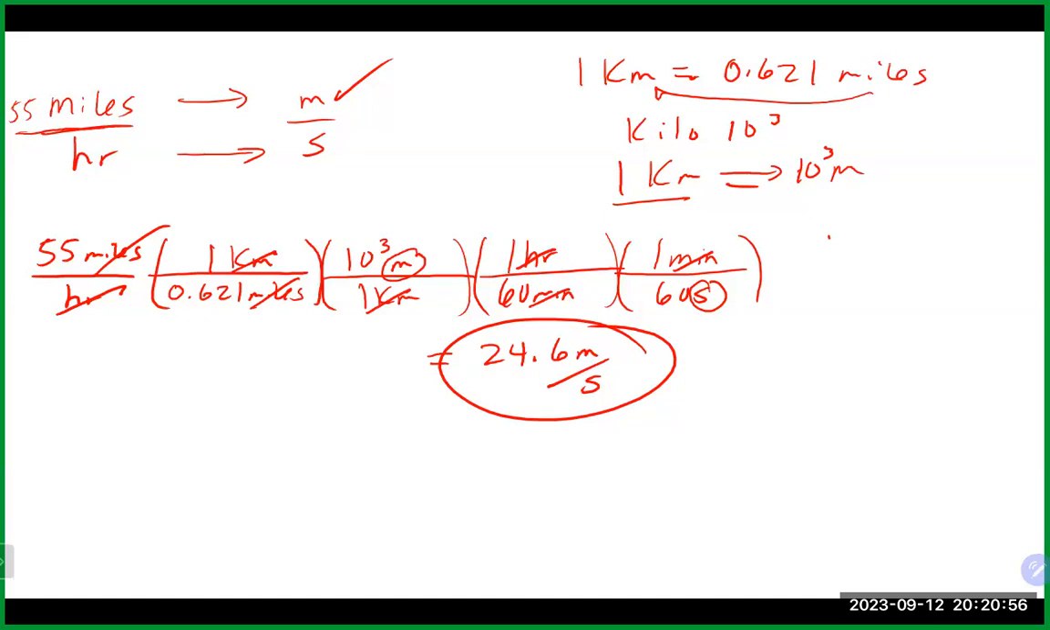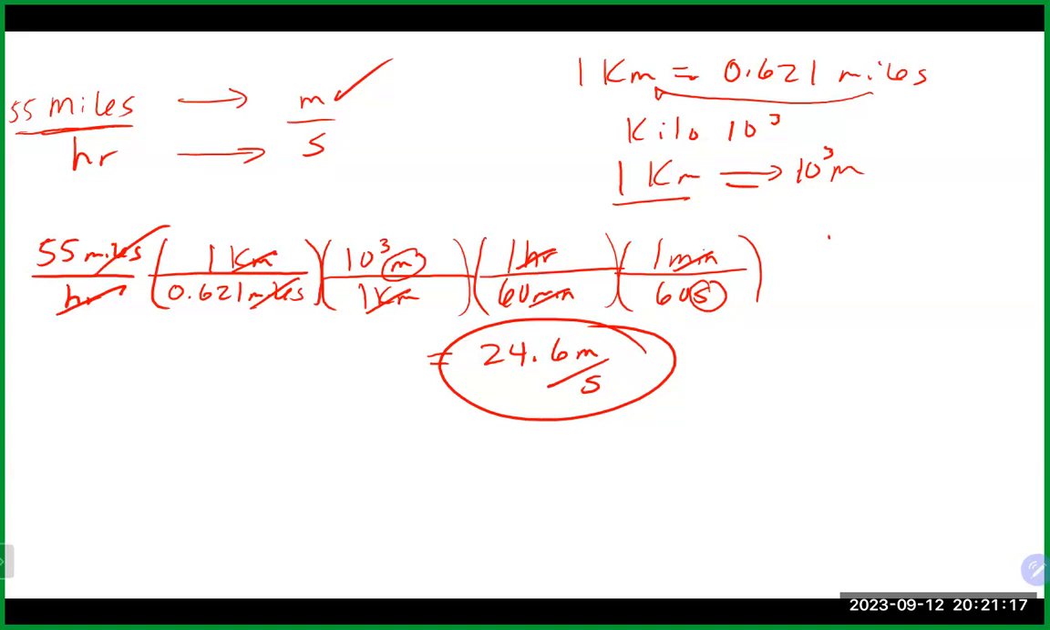I did on my calculator, I hope. Let me double check, but I believe I did. So we got 55 times 10 to the 3, which takes care of the top part, right? We're going to come back and divide by 0.621, hit equals, and divide by 60 and hit equals, and one more 60, hit equals 24.6.